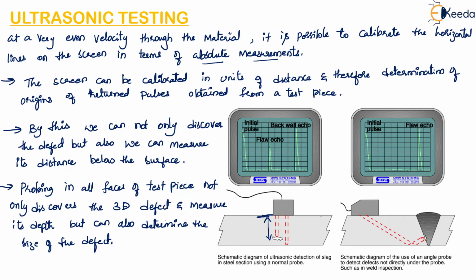So here we can see there is a diagram which is showing use of an angle probe to detect defects not directly under the probe, such as in weld inspection. So in welding inspection, we may find some defects are present which are not directly under the probe. For example, if you are not able to reach this part of the surface, you cannot probe it. So in that case, an angle probe is used. This angle probe will detect the defects which are not directly under the probe.